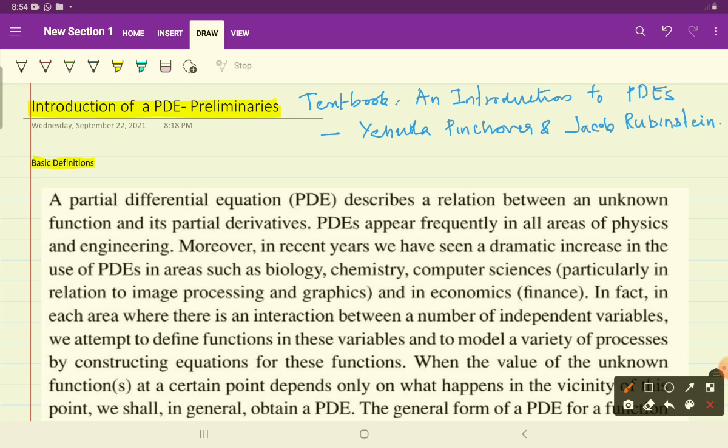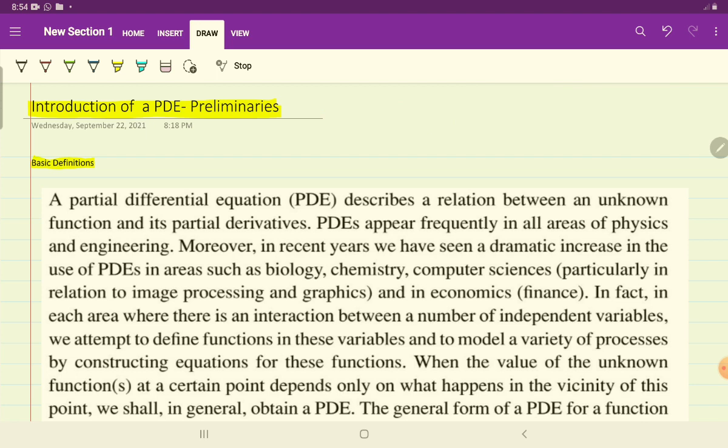In order to explain more about this course, first of all we want to know what is a general PDE, what is meant by a PDE, what are the different types of PDE, where they come from, and how we can recognize a PDE from an ordinary differential equation. So for that we are going through some preliminaries. First of all, basic definitions.